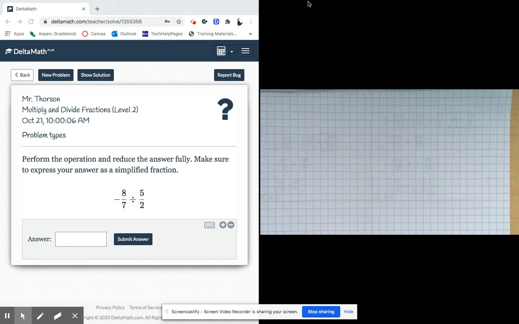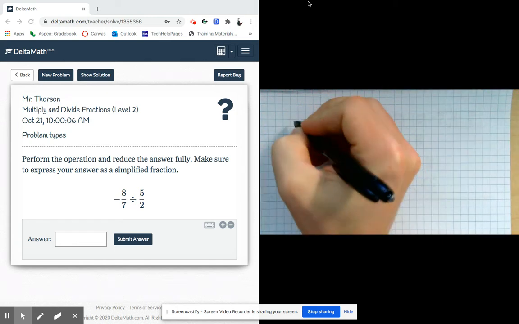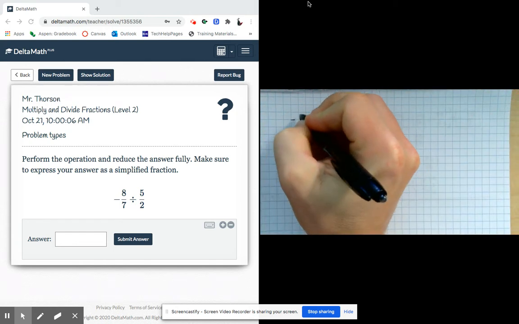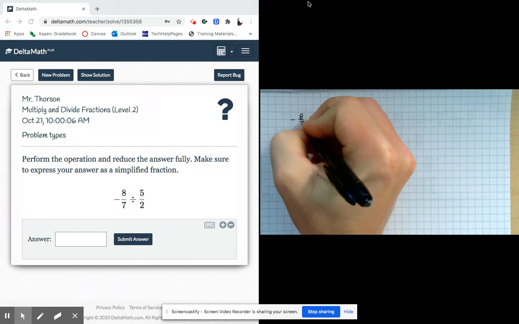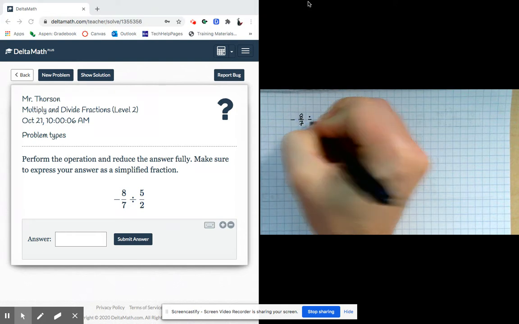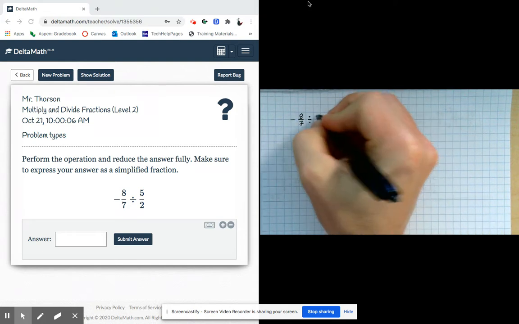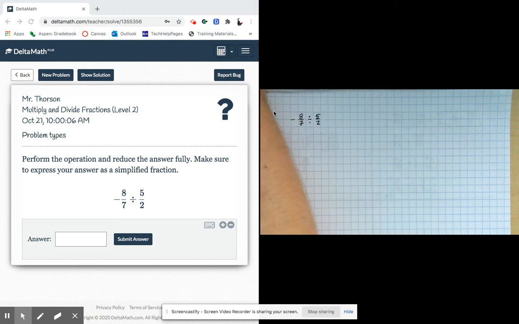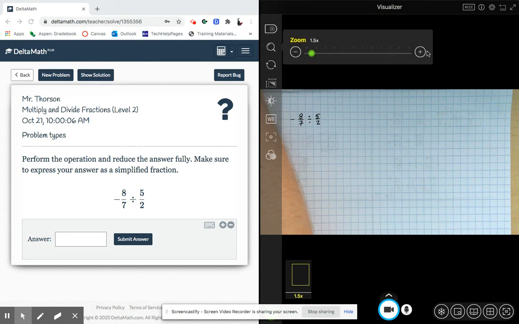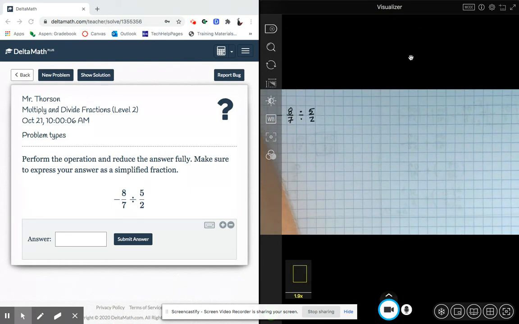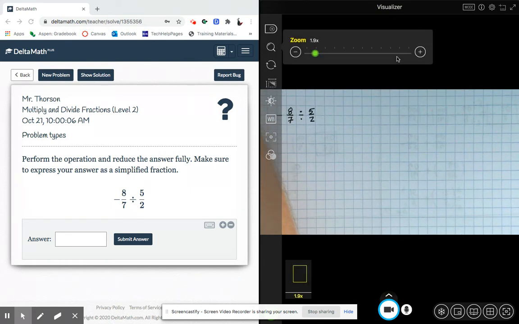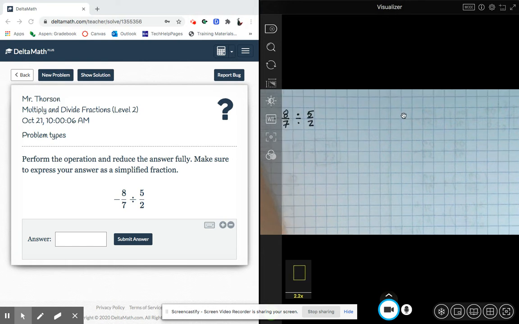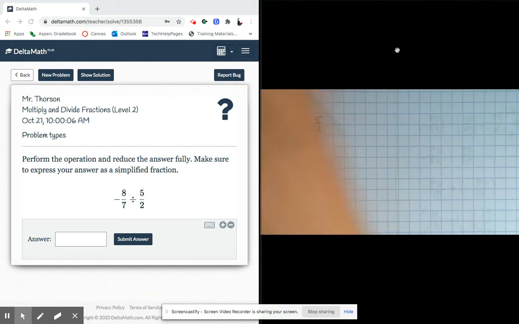First thing I'm going to do is write down the problem. We see that this is negative 8/7 divided by 5/2. Make this a little bit bigger for us here. And so we have to remember what our rules said about dividing fractions. We know that when we divide fractions, we really are going to multiply by the reciprocal, right?